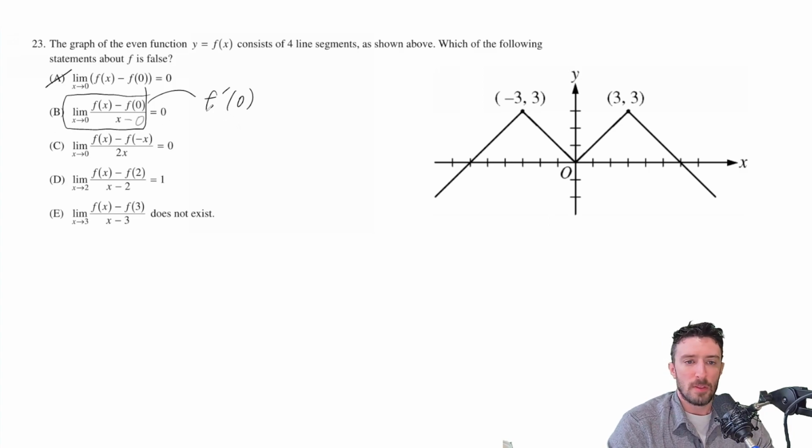Well, the derivative at 0, if we look at the graph, we got ourselves a pointy point. So that is not supposed to exist. But they're telling me that it's equal to 0. That is not true. So that's the one that is false. And now we're done.